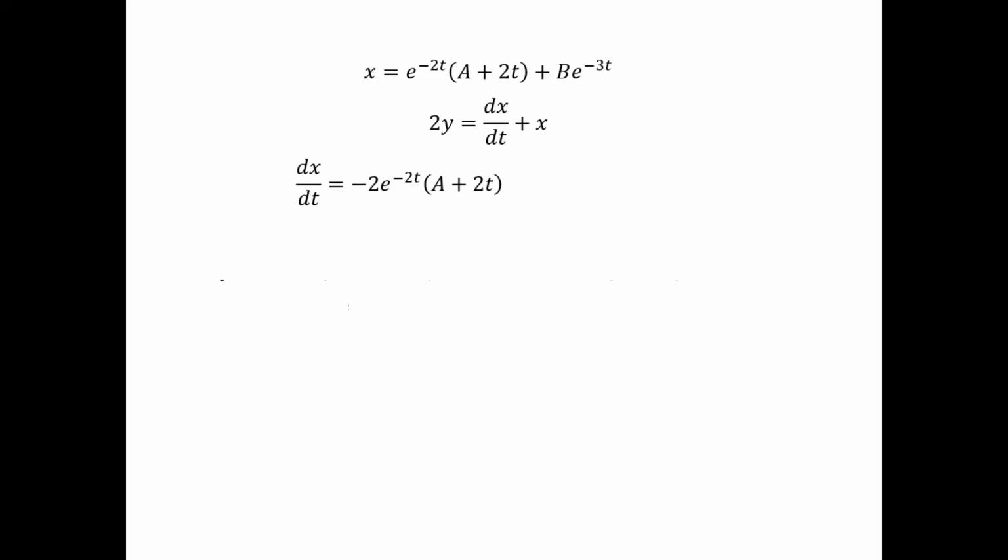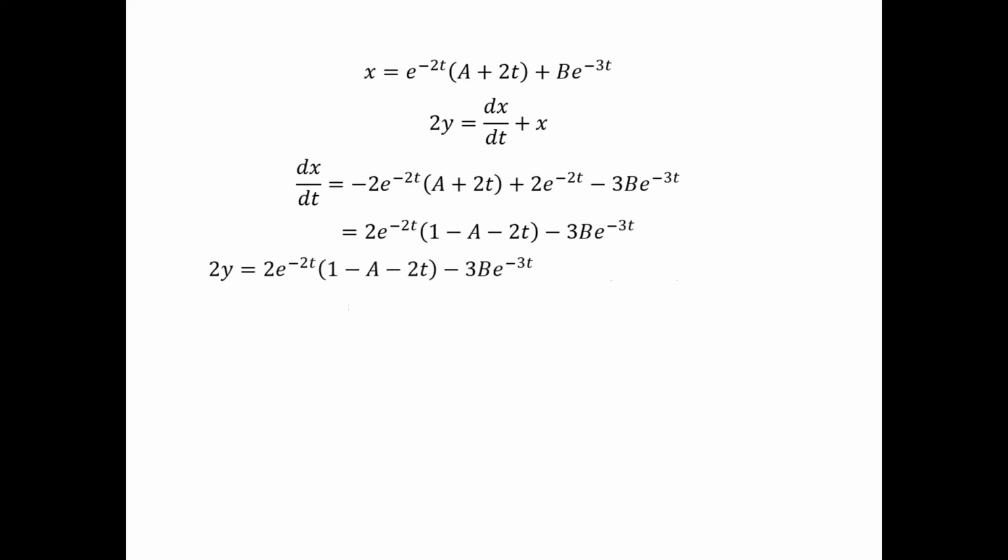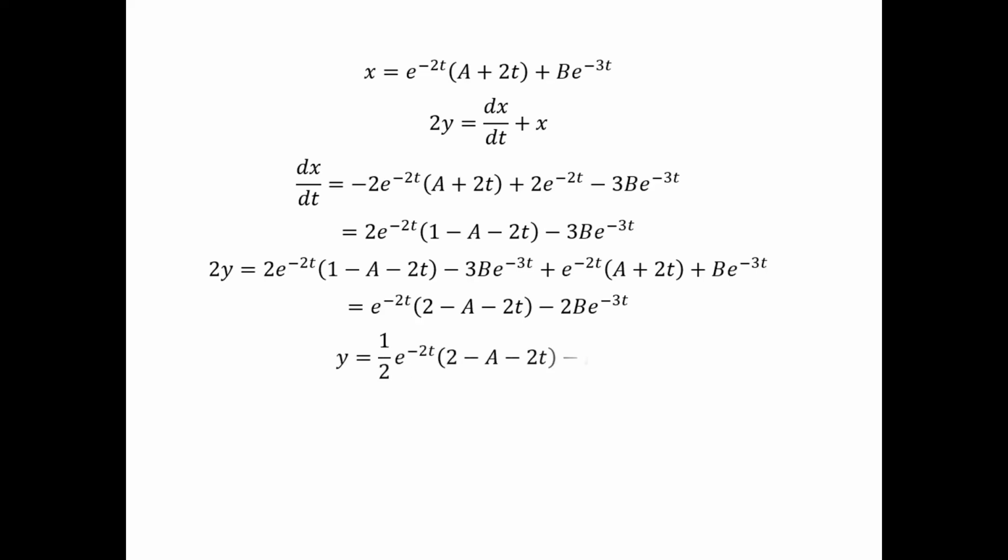Again, factor theory, product rule, differentiate the e to the minus 2t first, and then differentiate that bracket, which is just 2, and then I'll differentiate the b e to the minus 3t, which is that. I'll take the factor e to the minus 2t out. It looks like that. Subbing the x and the dx over dt into 2y equals all of that plus the x. Oh, my word. And then it simplifies down to this. So y is equal to a half of it, and that's my general solution for y.